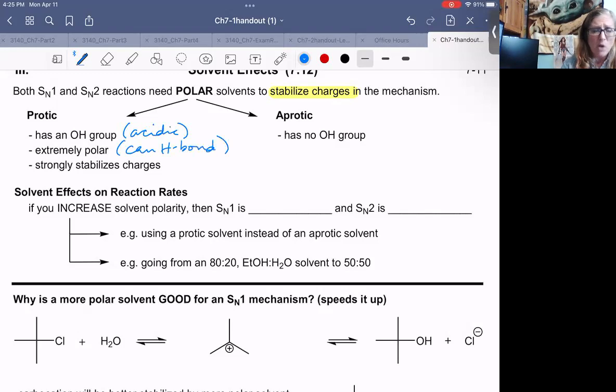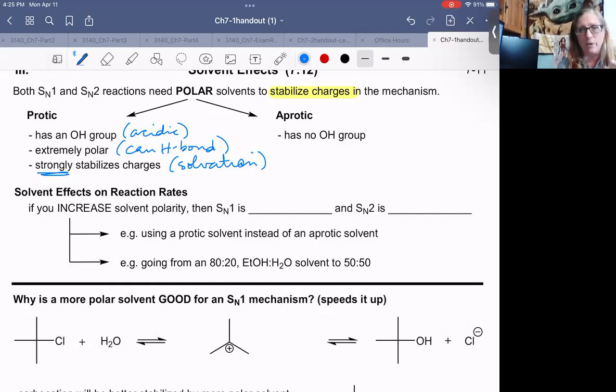And they strongly stabilize charges. They really surround those charges. We call that solvation. Okay, and actually, a lot of times we do calculations, we do modeling, we try to see what these reactive species look like, these molecular interactions.